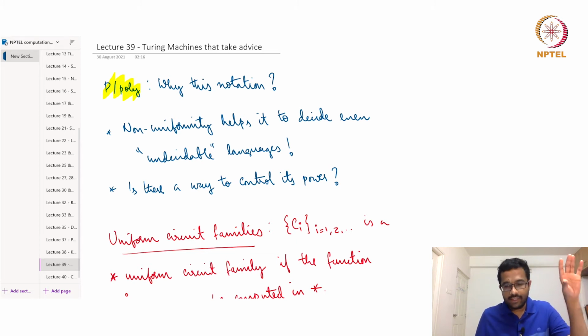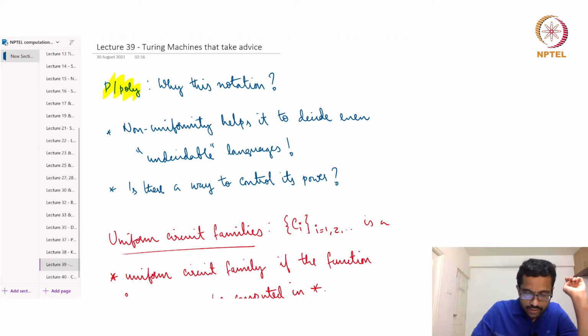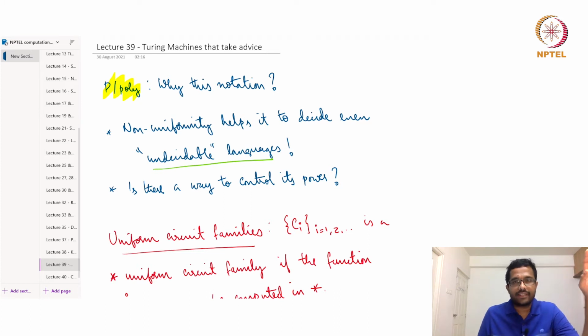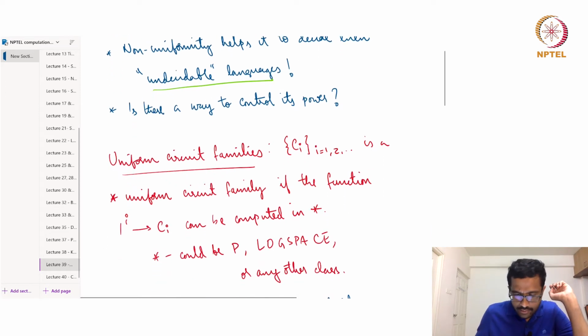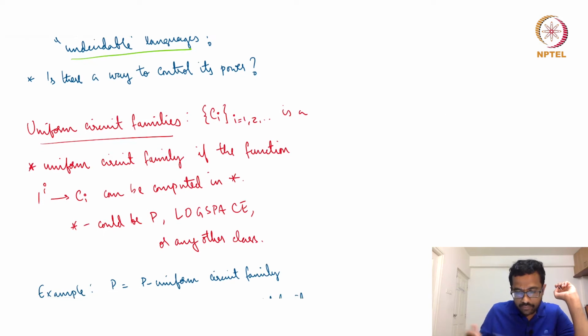So now, is there a way to restrain the power of non-uniformity? Is there a way to control its power? This is another question that some of you may have wondered. Are non-uniform circuits the correct model, or is there a better model for circuits? There happens to be a better model called uniform circuit families.